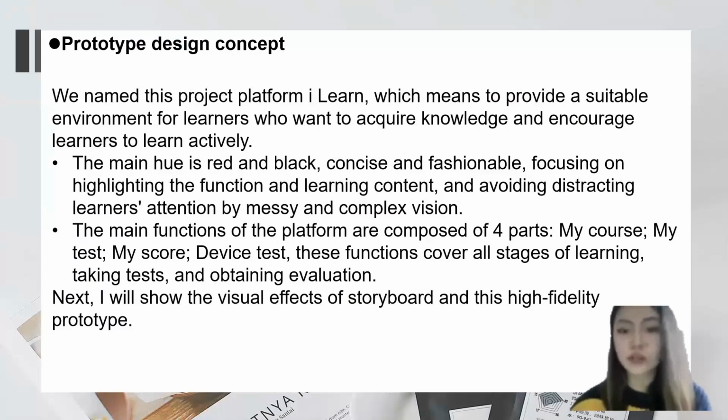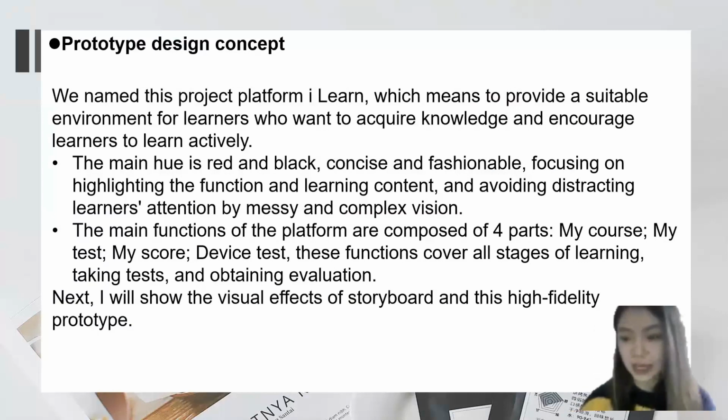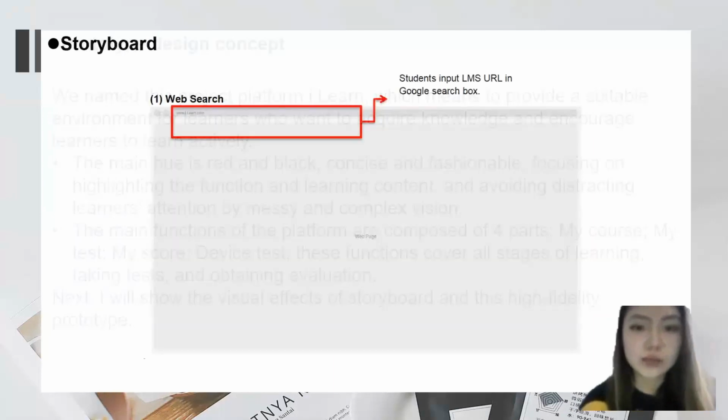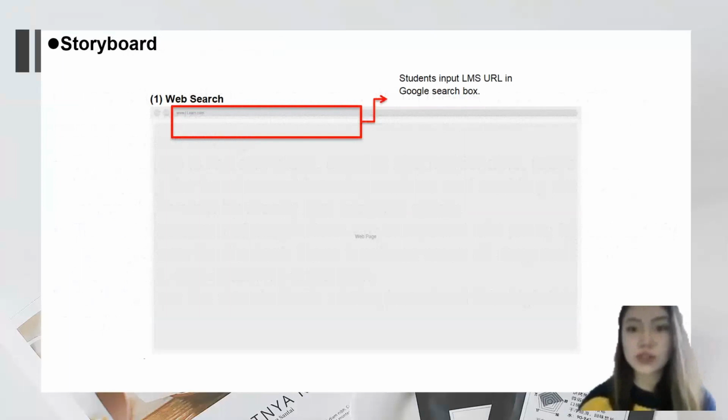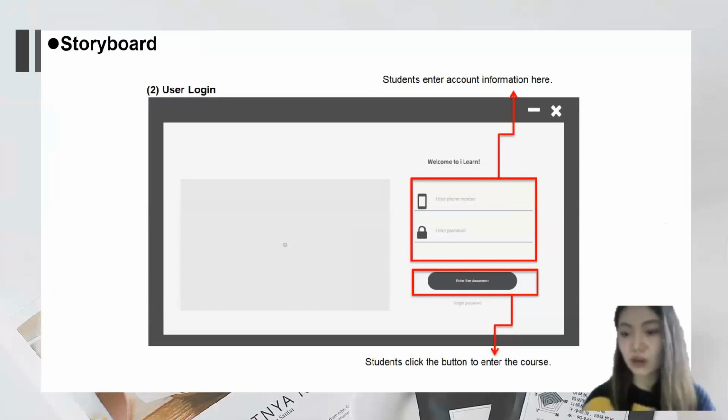Next, I will show the visual effects of the storyboard and this high fidelity prototype. This is web search. Students input LM's URL in the Google search box. It's user login. Students enter account information here, and they click the button to enter the course.